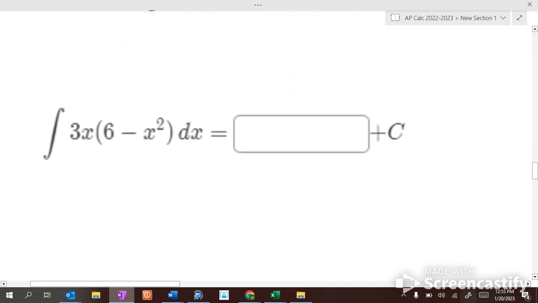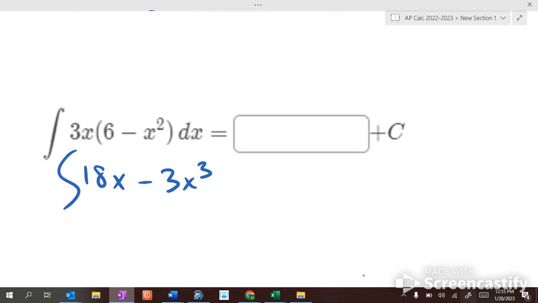I forgot the plus c personally. Rewrite it. There you go. 18x minus 3x cubed. So then, it's 9x squared. Woo! She did that in her head. She's getting better at this. Minus 3x. 3/4, no, x to the 4th. Miles, you messed up. Making error.